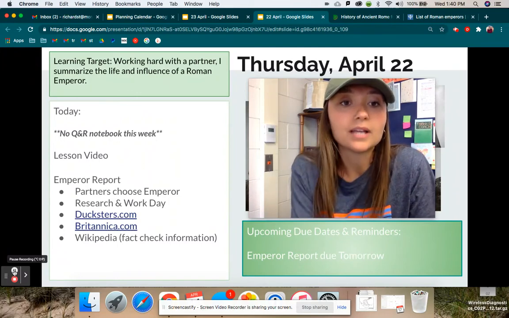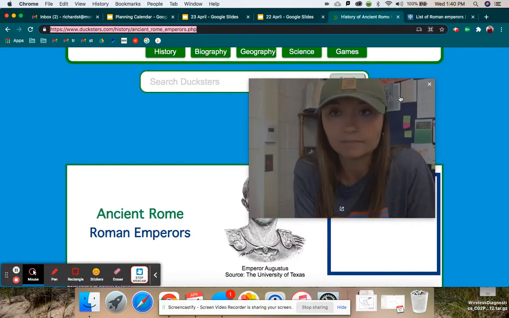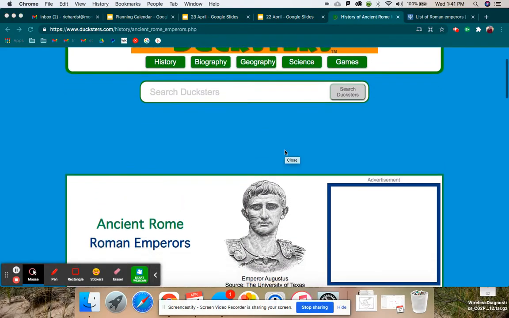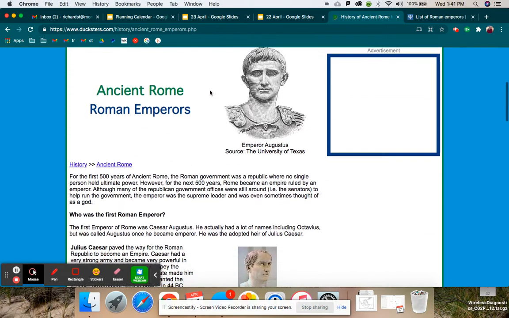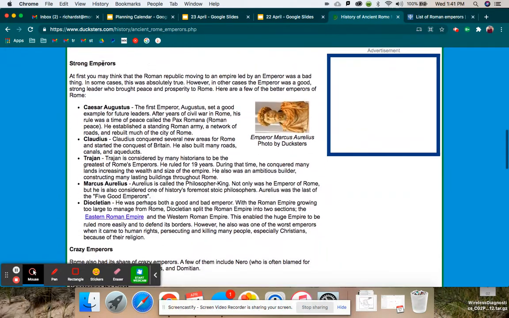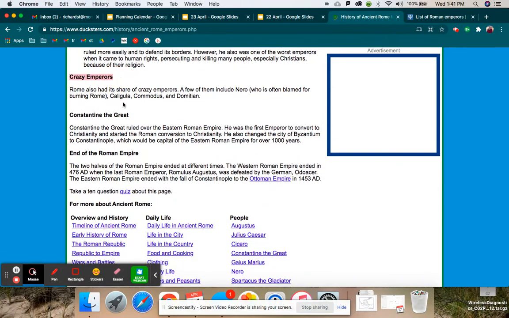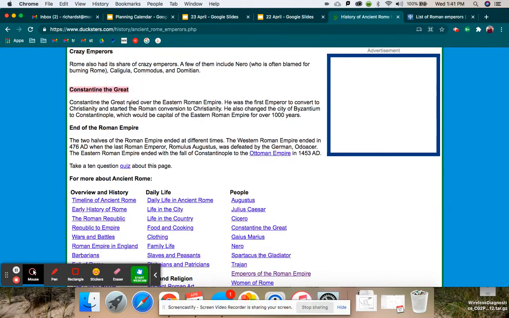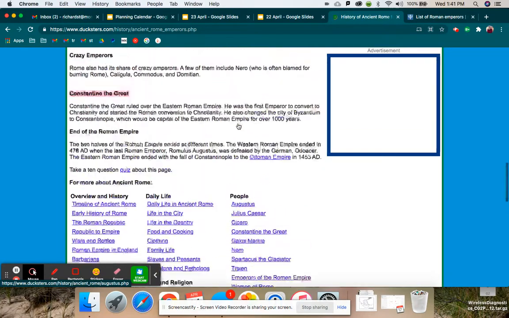And yeah, so I added some links here, ducksters.com. That will take you to this website right here. And this is an overview. You can search your emperor's name here at the top. But otherwise, this goes through and talks about quite a few of them. So here are some, it labels strong emperors here. And you've got a bullet point list. Maybe you see yours there. Got some crazy emperors. Constantine has his own little blurb. And then there's some more links under people right here. Okay, so this would be a good one to look through.